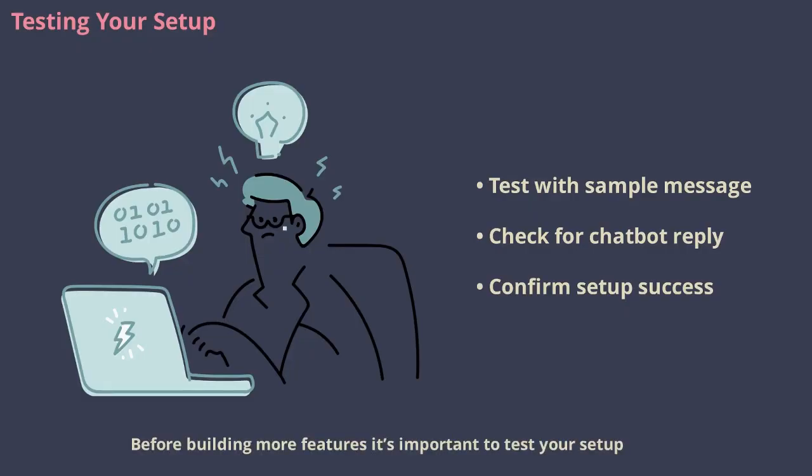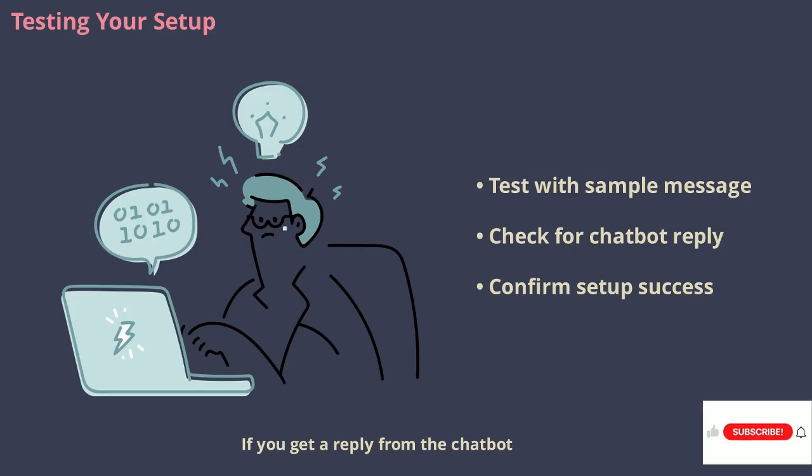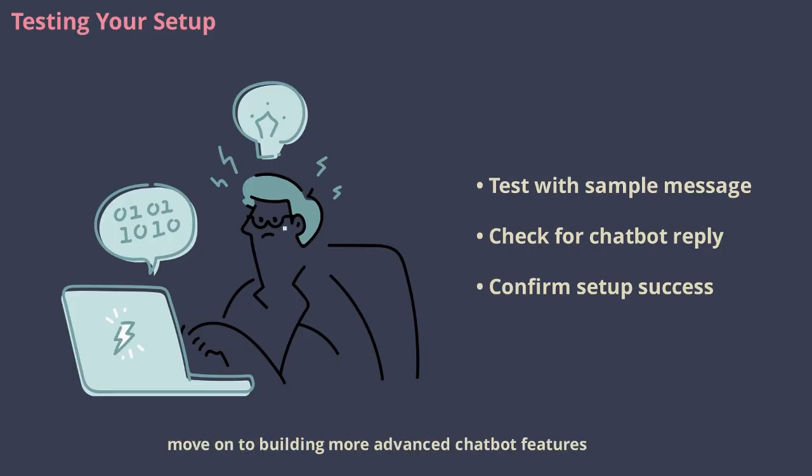Before building more features, it's important to test your setup. Use the chat function to send a simple message, like, "Hello, how are you?" and print the response. If you get a reply from the chatbot, your environment is correctly configured. This quick test ensures you're ready to move on to building more advanced chatbot features.